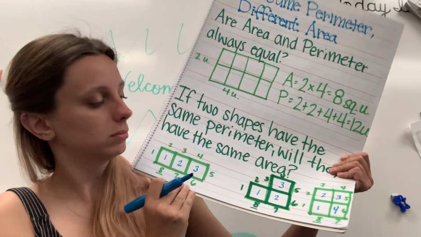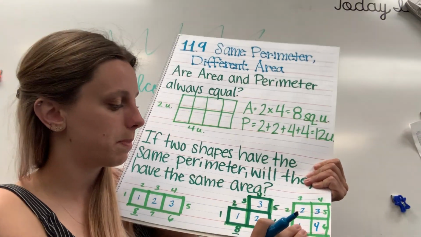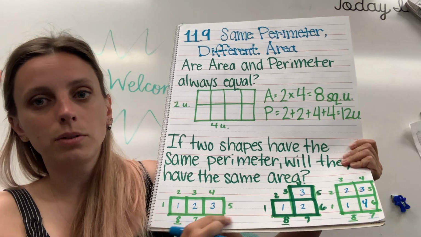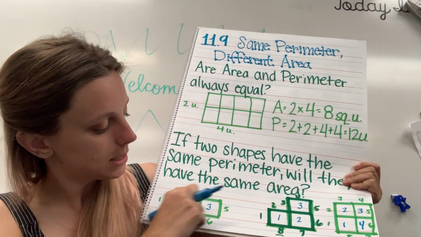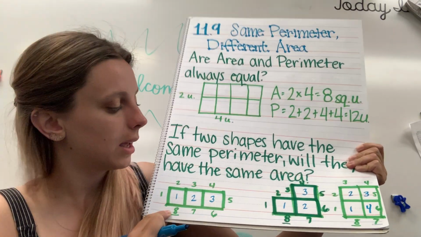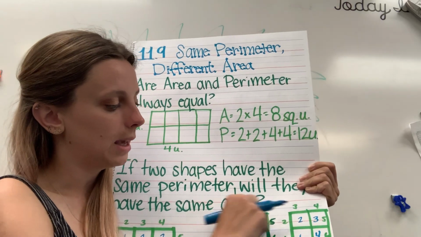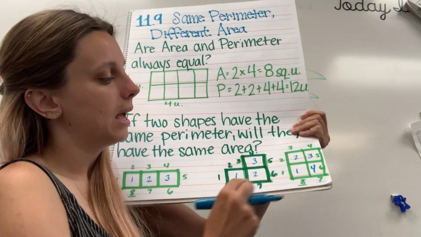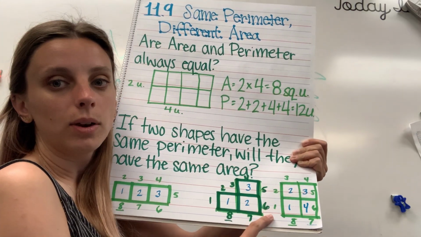Here's my park, here's Julie's park, and here's Joshua's park. You can see I've already counted around my perimeter. My park, it takes me 8 units to get around. It takes Julie 8 minutes to get around hers. And it takes Joshua 8 minutes to get around his.